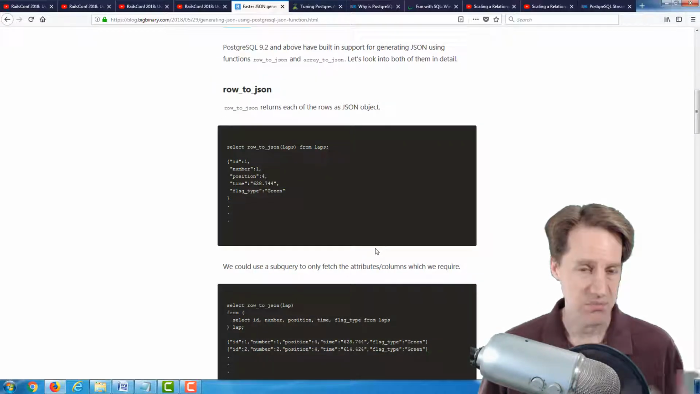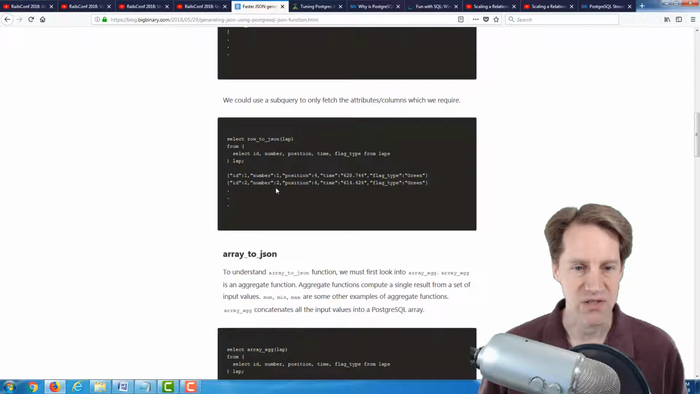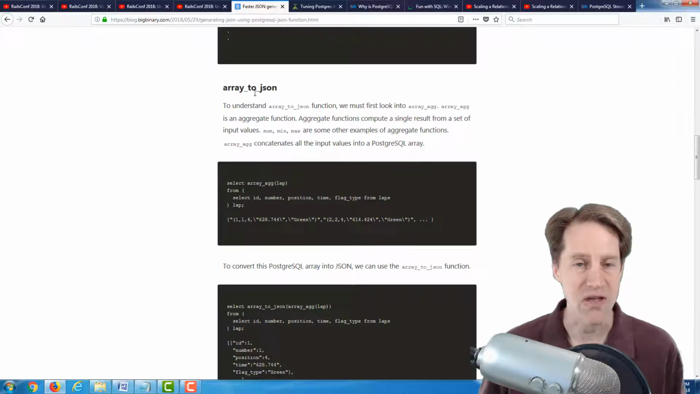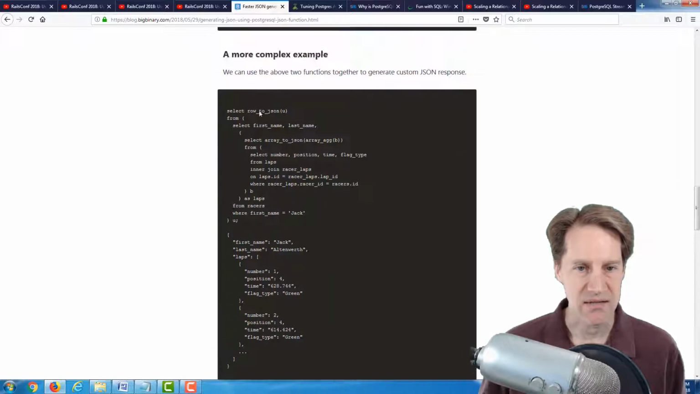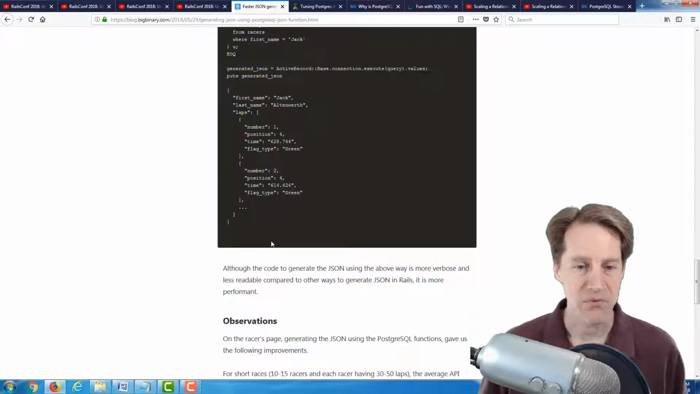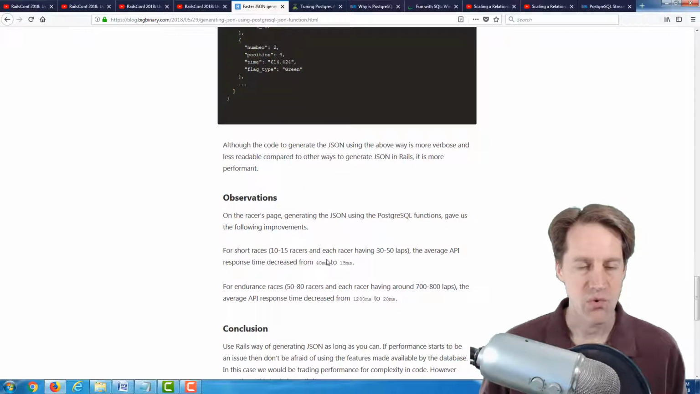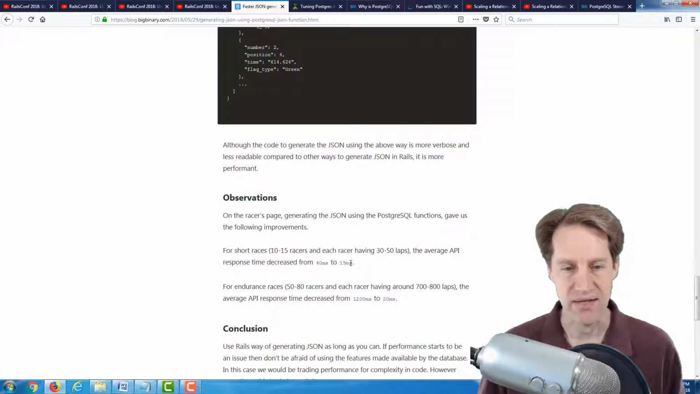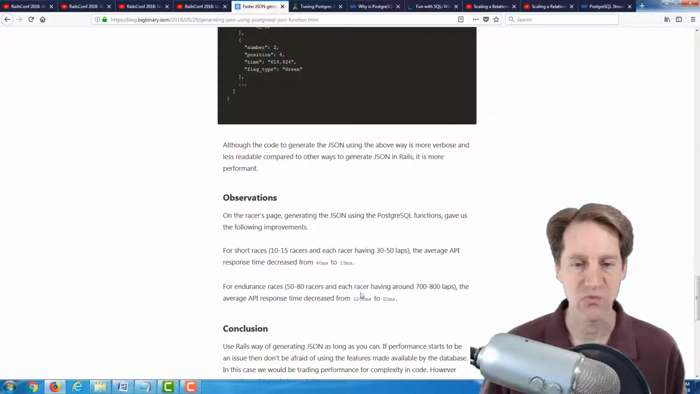So basically, they did what the previous presenter did. They started using the row_to_json function, and then in certain cases, array_to_json, and they showed exactly how they used these particular functions in Rails in order to generate the JSON. And the performance benefits that they saw were, for short records, it went from 40 milliseconds down to 15 milliseconds, but for a large number of records, it went from 1200 milliseconds down to 20 milliseconds. So essentially 60 times faster.